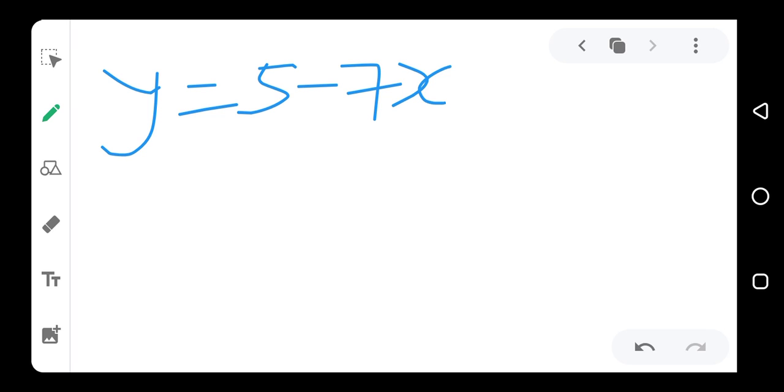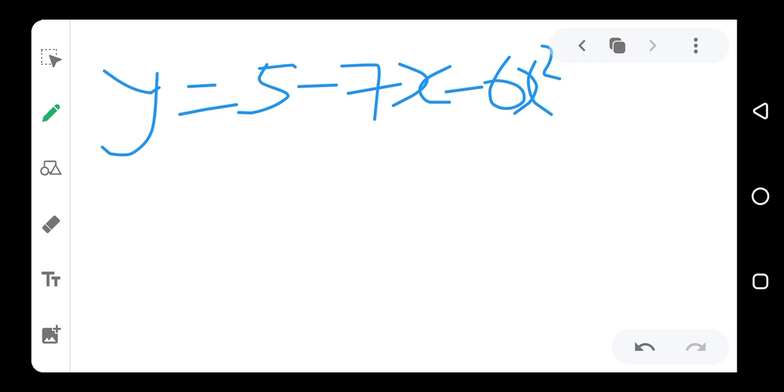Example 2. Now we have this value that y is equal to 5 minus 7x minus 6x raised to power 2.